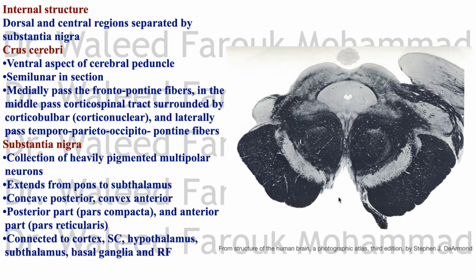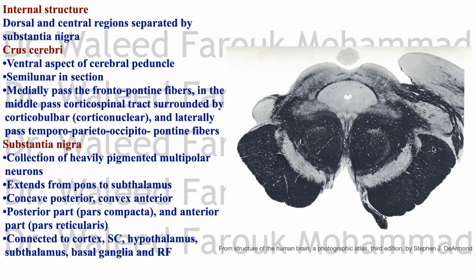By the way, in these sections, the white matter is stained black, and gray matter is light in color. So this is gray matter and this is white matter. This is gray matter and this is white matter. See? The dorsal and central regions are separated by the substantia nigra. This is the substantia nigra.